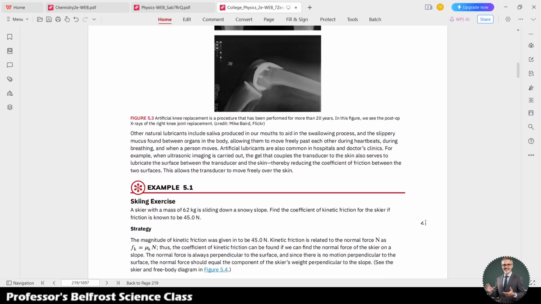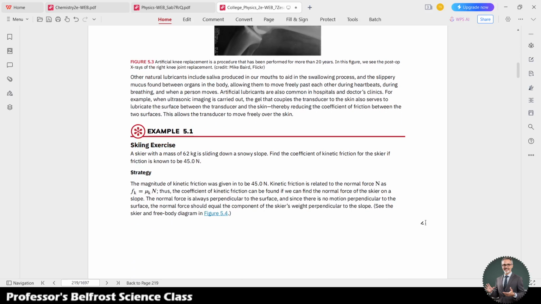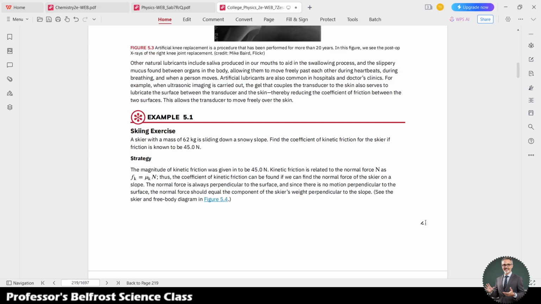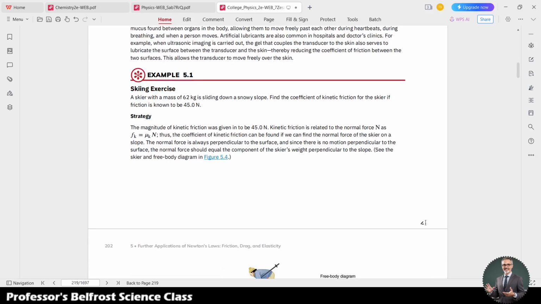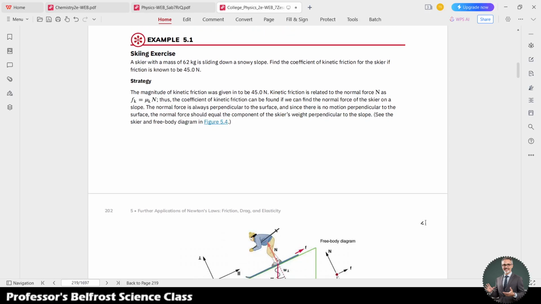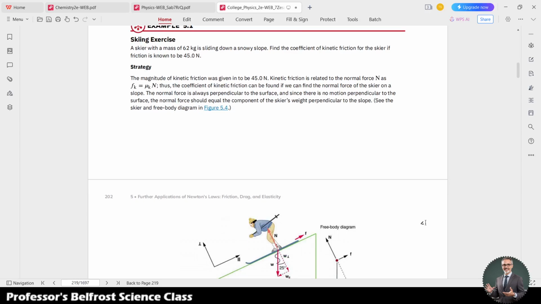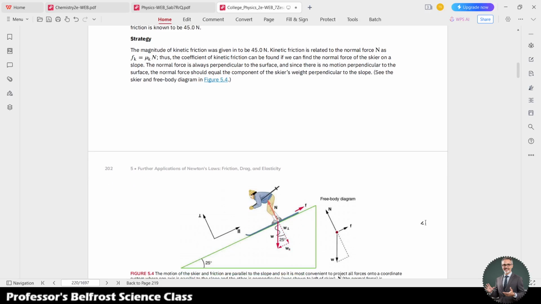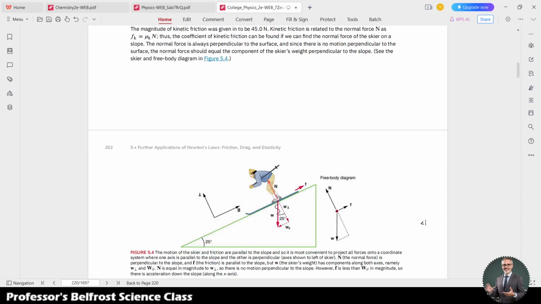This is just an explanation of a biological phenomenon that is related to physics. Okay, skiing exercise. A skier with a mass of 62 kilograms is sliding down a snowy slope. Find the coefficient of kinetic friction for the skier if the friction is known to be 45 newtons. So you see, you have 45 newtons. So Fk equals mu_k n.